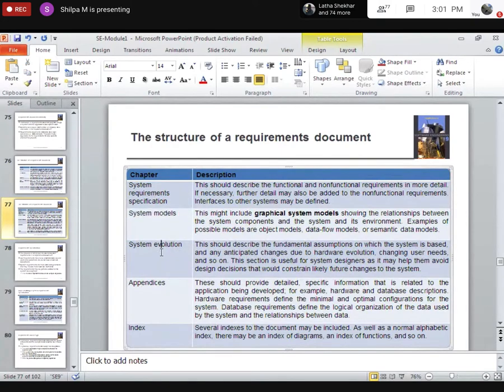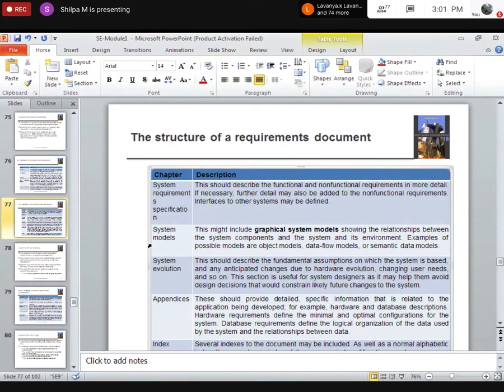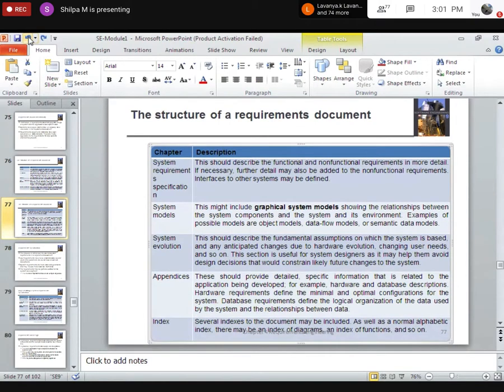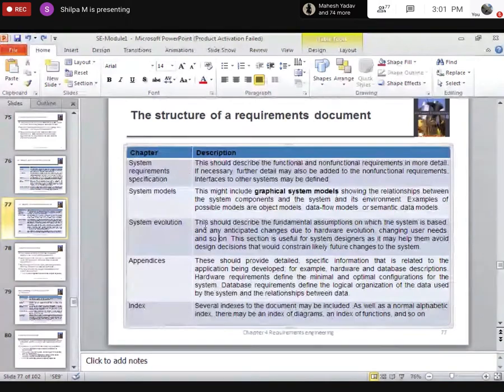Okay. Next, system evolution. In evolution, it describes the fundamental assumptions on which the system is based and any anticipated changes due to hardware evolution or changing user needs, something like that. See, you are developing an app. I'll give you an example. You are developing an app for the current Android OS. Do you think while you're developing that this Android OS will never change? Always it will be the same?